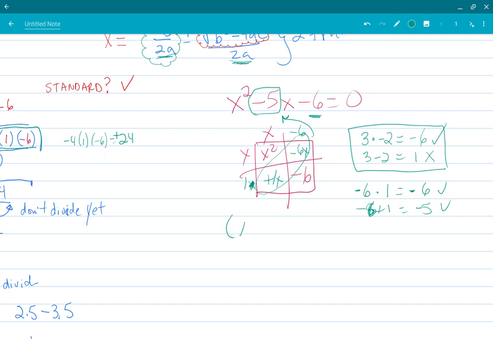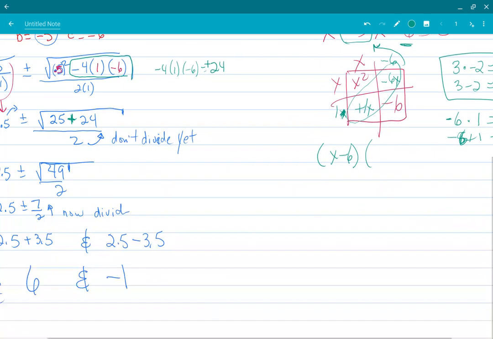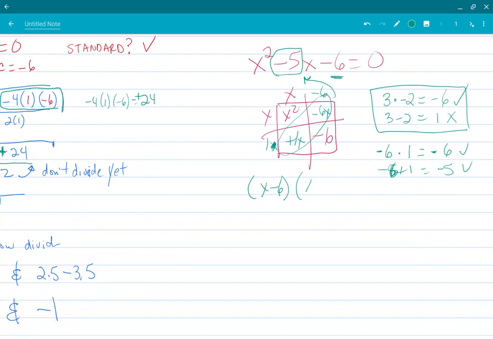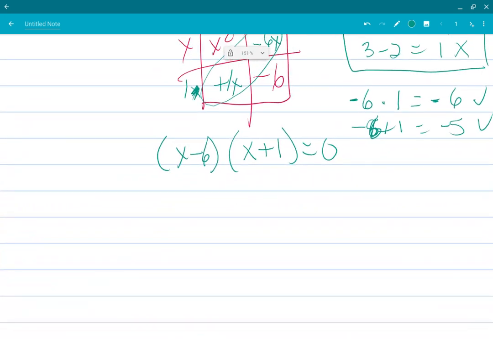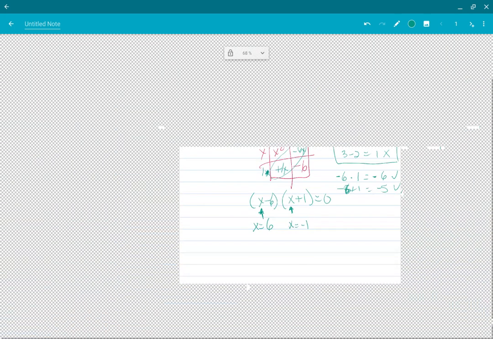So this is going to be x minus 6. And then x plus 1. What are the x-intercepts for this one, or the solutions? What's going to go in here? 6. And what about here? -1. All right. Now compare the two.